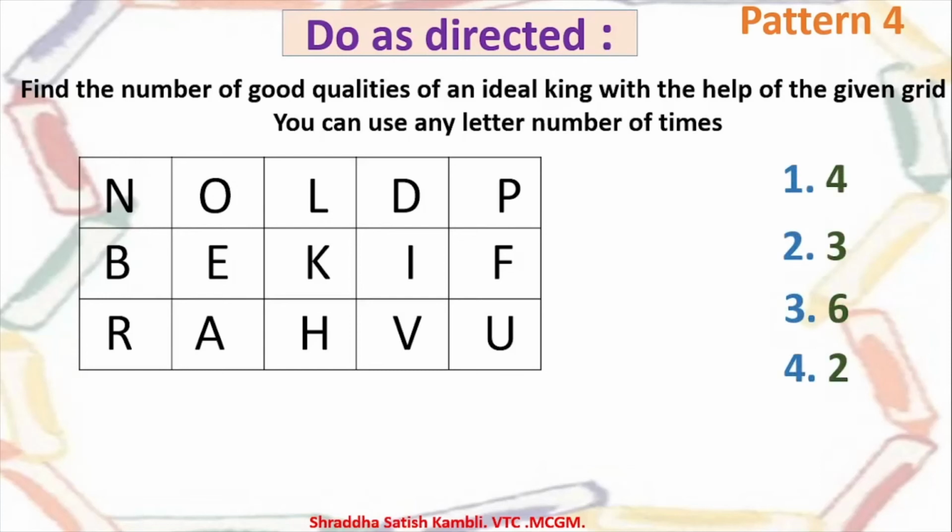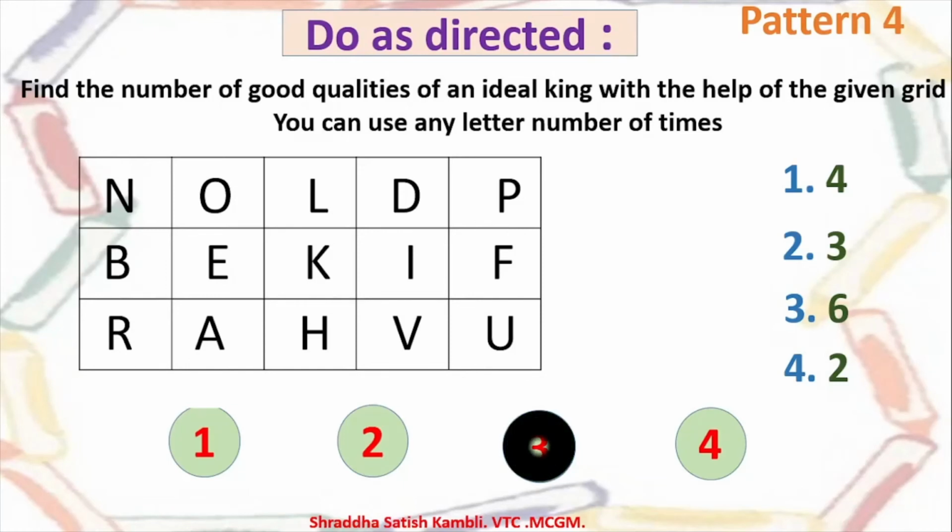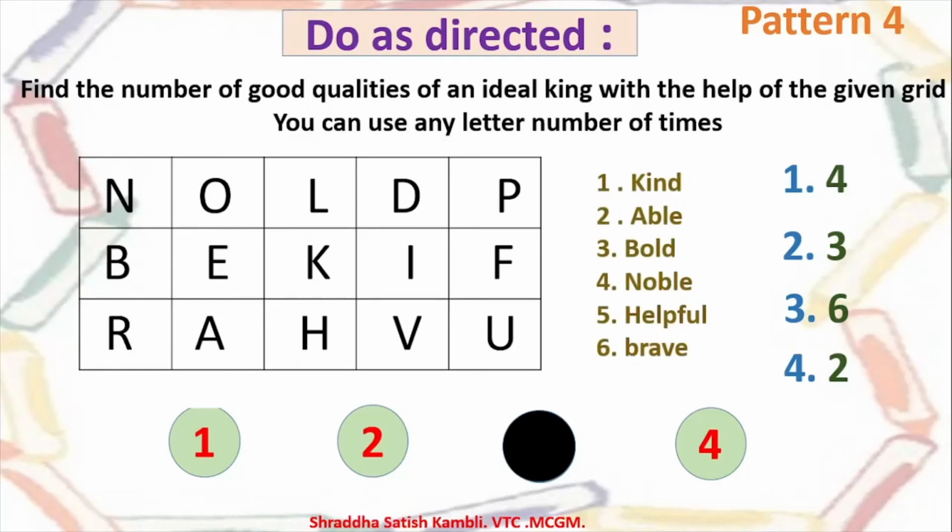So come on, let us see how many options are available to us. So can we find out 4 good qualities? Can we find out 3 good qualities? Can we find out option number 3, 6 good qualities? Or option number 4, 2 good qualities? So let's take a look at how many words can we find in this particular grid which are good qualities of an ideal king. So it is option number 3, 6 words. Let's see which those 6 words are. So see, you have K-I-N-D, kind, A-B-L-E, able, B-O-L-D, bold, N-O-B-L-E, noble, H-E-L-P-F-U-L, helpful, B-R-A-V-E, brave.